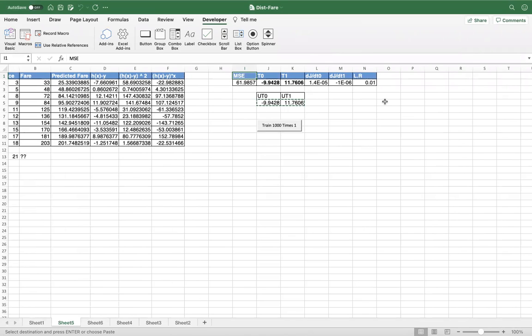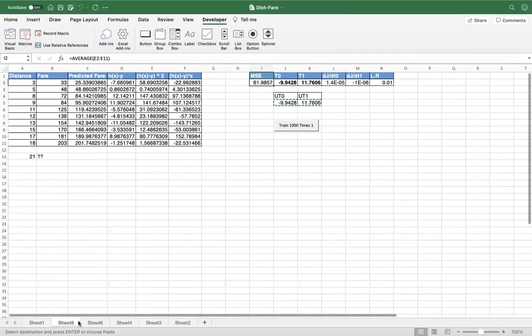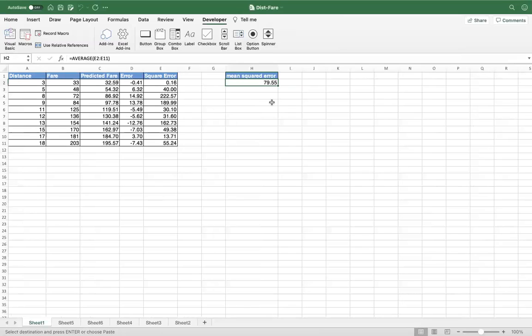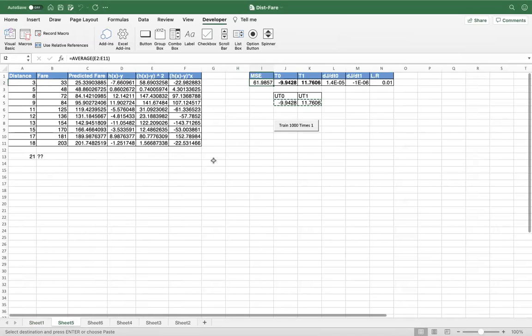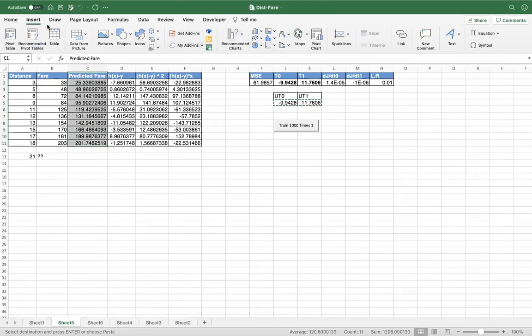What is the mean squared error you got now? 61.98, right? What is the mean squared error we got initially with our average method? 79.55. But now using this method, our mean squared error is still lesser, which means our predictions are more reliable than the earlier method. Do you agree? Okay.